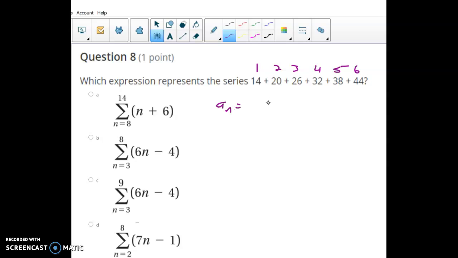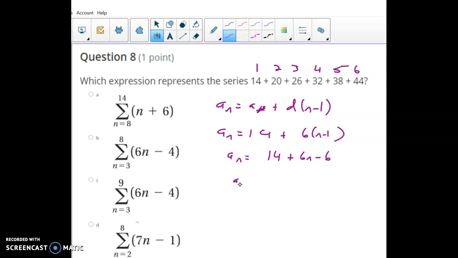So we wrote the explicit formula. It'd be A1 plus the common difference times n minus 1. Sorry for the terrible A1 there. So we'd have an equals the first term 14 plus the common difference of 6 times n minus 1, and then clean it up. So distribute the 6. We'd have 6n minus 6, and then combine the negative 6 and the 14 gives us 8 plus 6n. Okay, and that didn't match any of our explicit formulas, right?